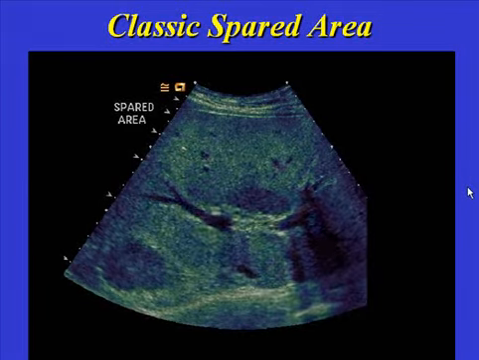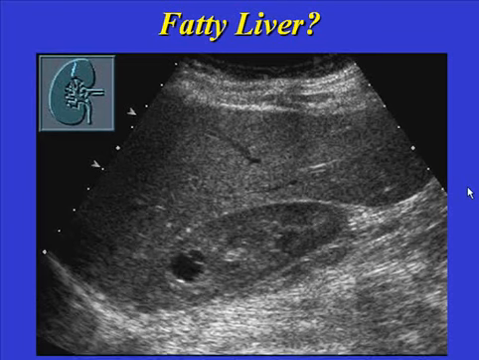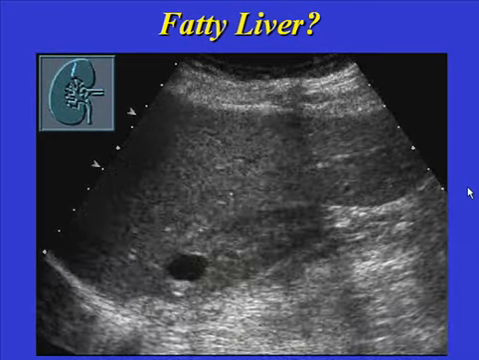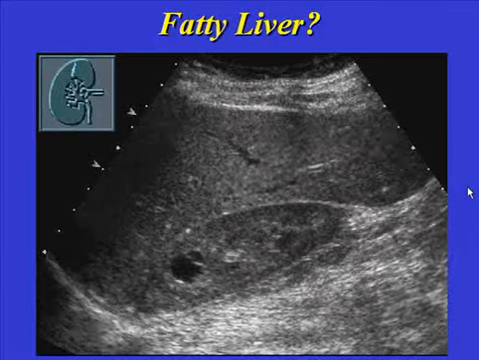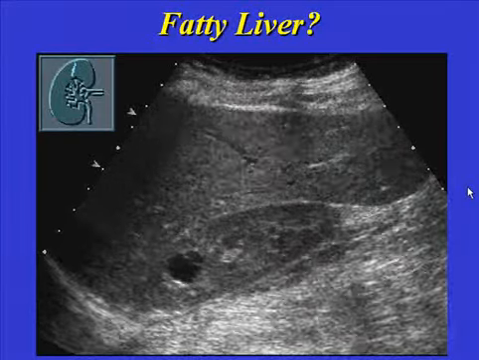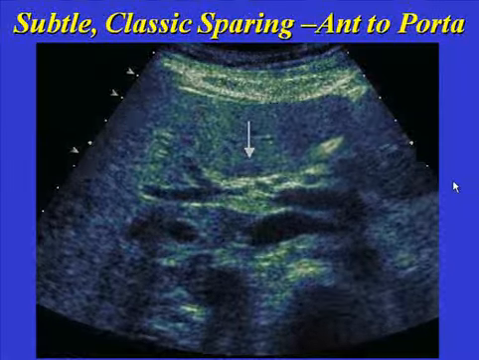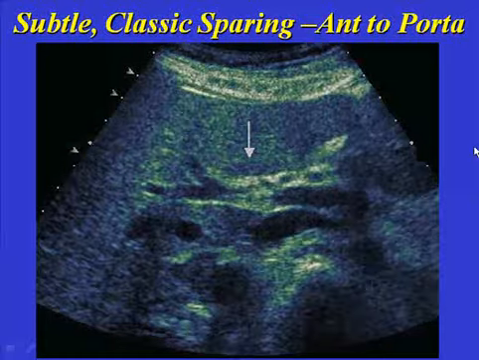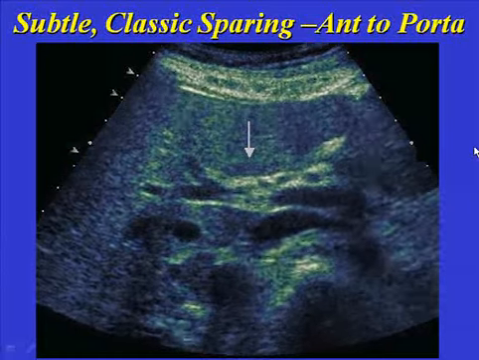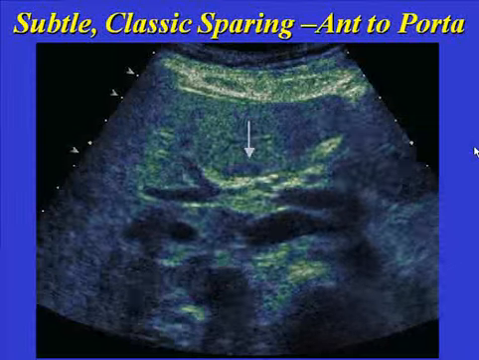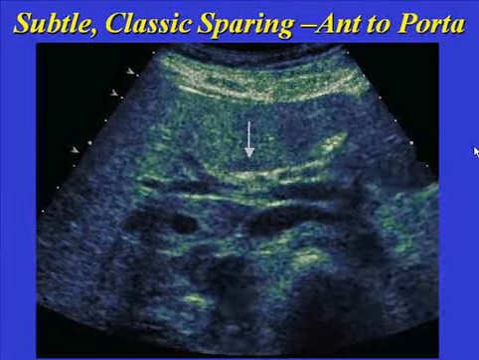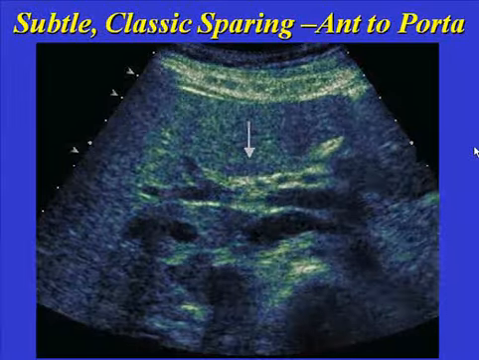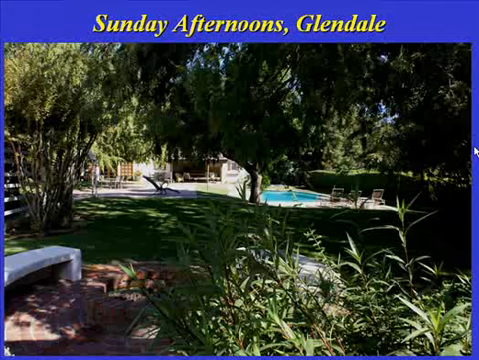Now here's a classic spared area, diagnostic of fatty liver, but here's a case that's more problematic, and we have a large liver here, but it's not obviously a fatty liver from the images that we have here. However, when we look around a little bit, we see that there is in fact a classic spared area anterior to the porta hepatis, portal vein bifurcation region. And this is thus definitively fatty infiltration of the liver. So sparing alone is enough to make the diagnosis of fatty liver.